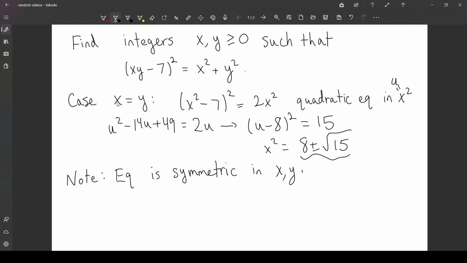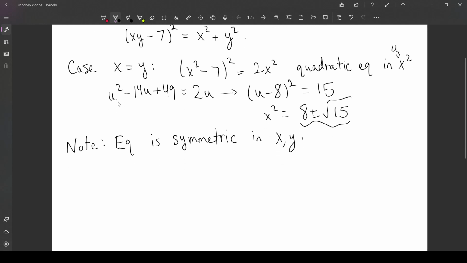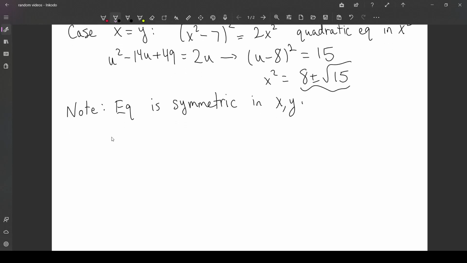Since there are no solutions for x equal to y, we can impose the condition, WLOG, which means without loss of generality, that x is less than y. If we find all the solutions with x less than y, then you just flip x and y in those solutions to get the other solutions. So we're going to assume that x is less than y.